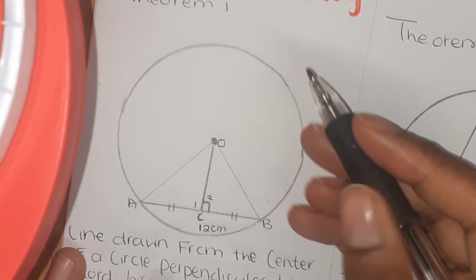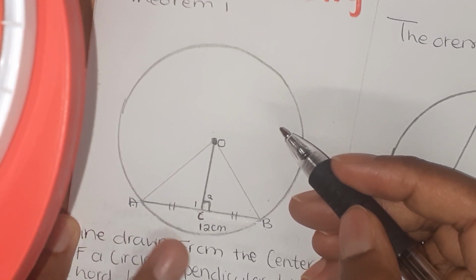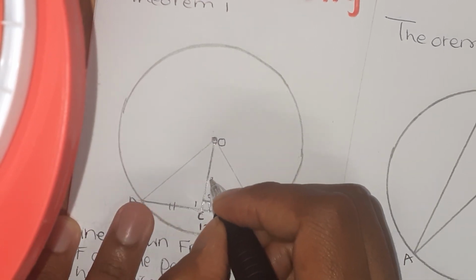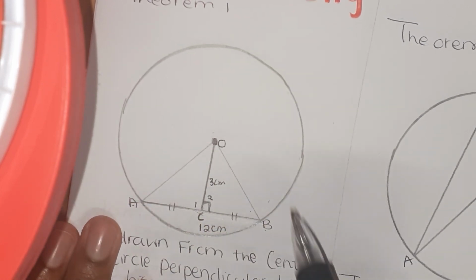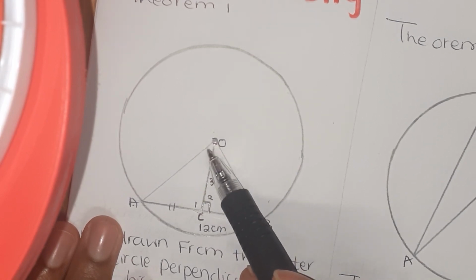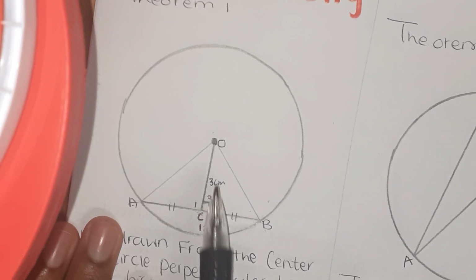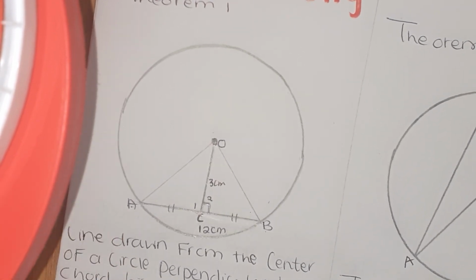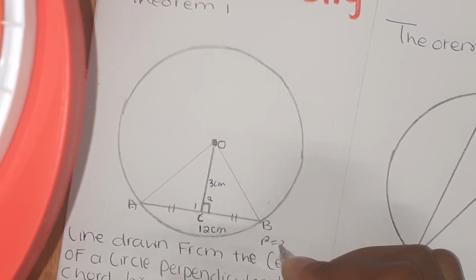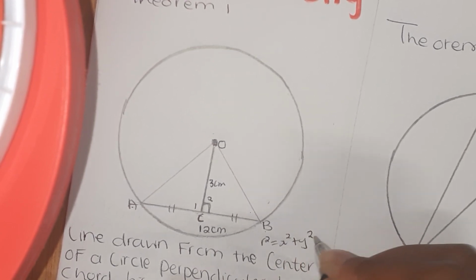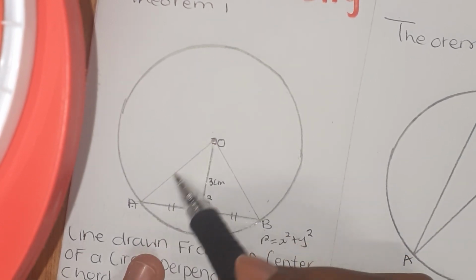So this is 6, and this side is also 6. And then you can also be given that maybe this side is 3 centimeters, and you are asked to find the radius. You can find the radius using this triangle or this triangle, right? So if we use this one, you are going to use Pythagoras. R squared equals x squared plus y squared. This is the Pythagoras. Which is the R? The R is the longest side.